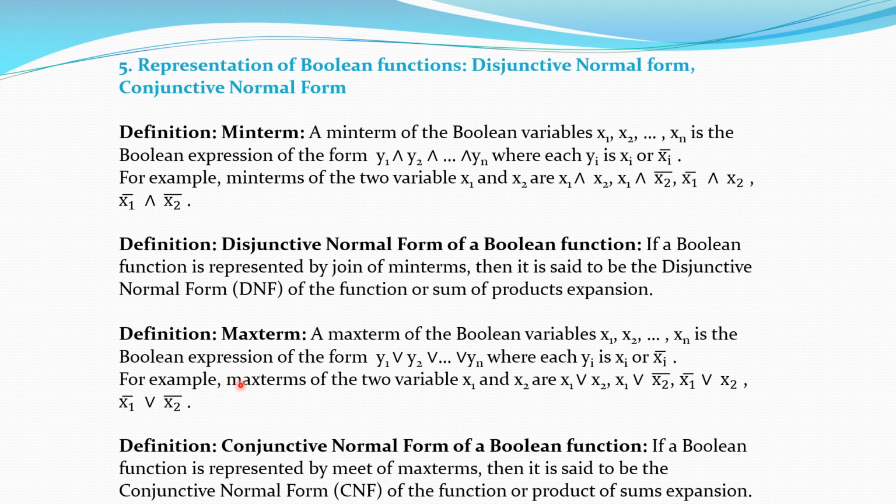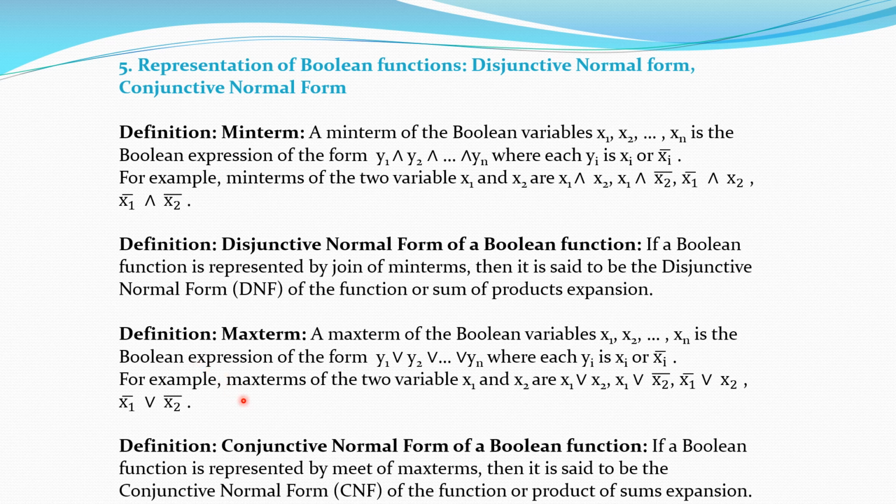Now, what is a max term? A max term of the Boolean variables x1, x2, xn is the Boolean expression of the form y1 join y2 join yn, where each yi is either xi or xi bar. For example, max terms of the two variables x1 and x2 are x1 join x2, x1 join x2 bar, x1 bar join x2, x1 bar join x2 bar.